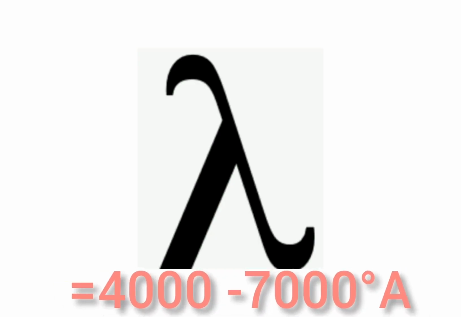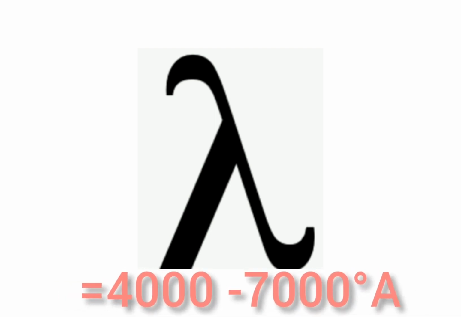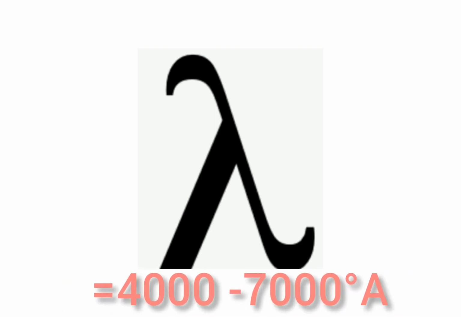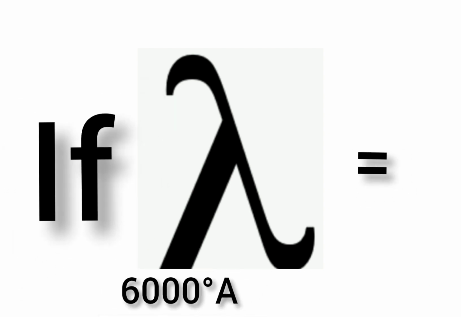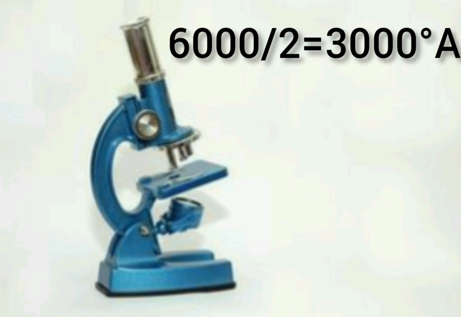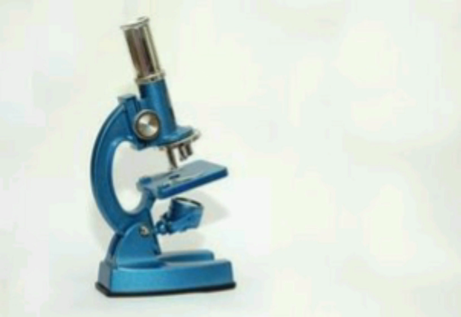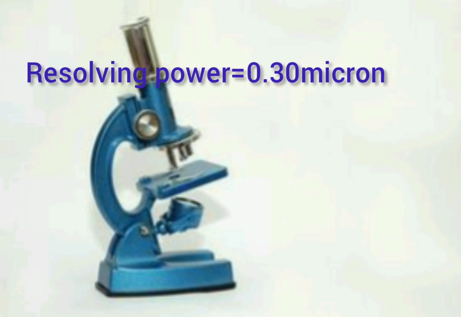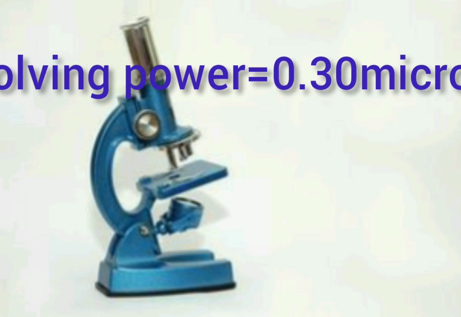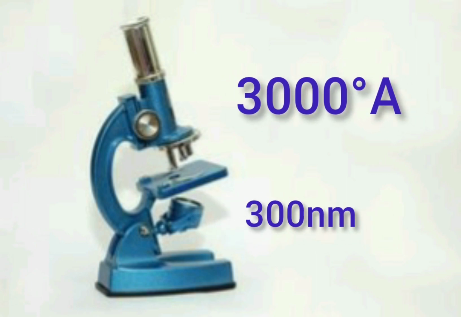The wavelength λ of visible light is 4000 to 7000 Angstrom. If we take the average of 6000 Angstrom, what will be the resolving power? It will be 6000 by 2, that is 3000 Angstrom. Therefore, the resolving power of the light compound microscope will be 0.30 micron or 3000 Angstrom or 300 nanometer.